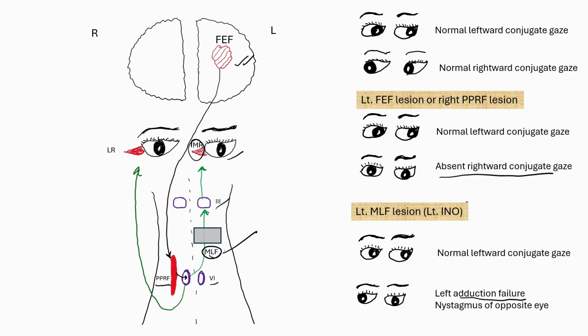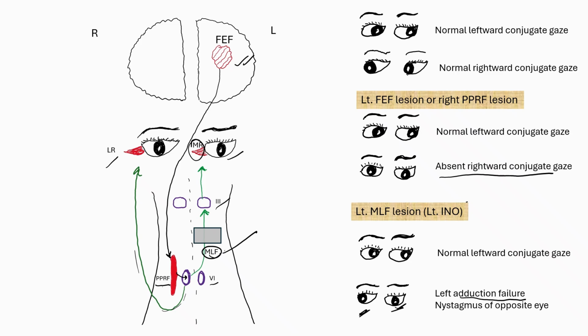So imagine a condition where we want to look at the right side. The frontal eye field area has already fired, PPRF is already stimulated, and the lateral rectus of the right eye is already stimulated. But the left eye cannot follow the right eye towards the right side. So the left eye sits at the center, while the right eye tries to look in the rightward direction.